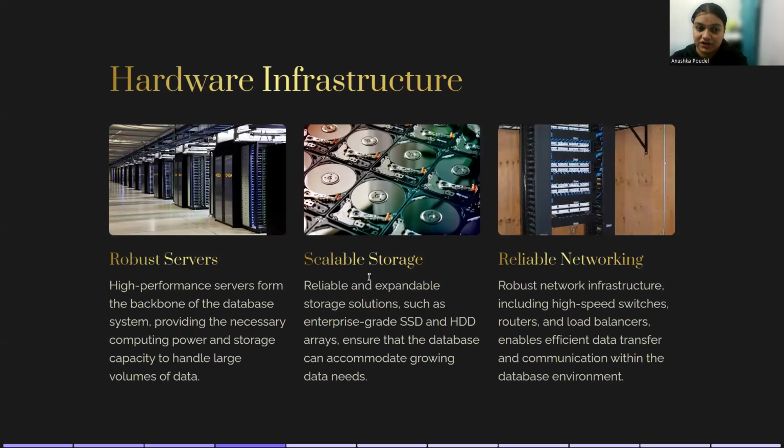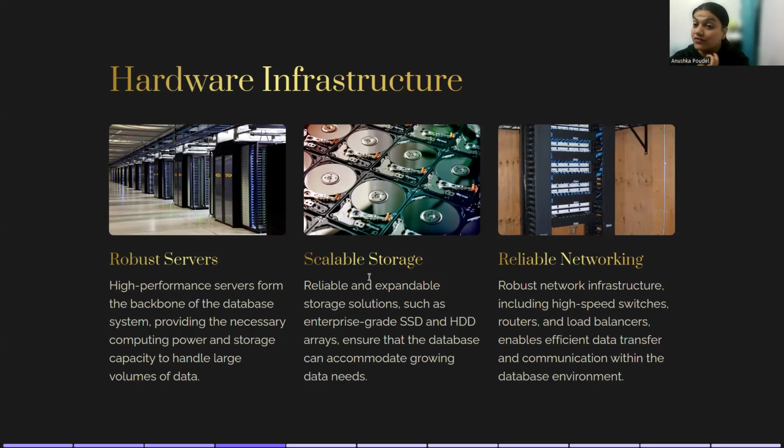Let's look into hardware infrastructure. Robust servers. High performance servers form the backbone of the database system, providing the necessary computing power and storage capacity to handle large volumes of data. So, in the hardware infrastructure, the first component is the robust server. The servers are very important in order to manage your database.